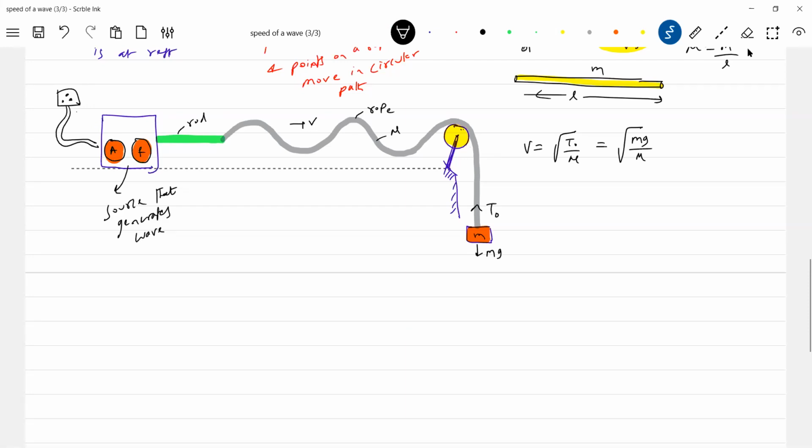So tell me which particular parameters depend on the source, and which depend on the rope. So if you see, the source will determine amplitude, frequency, time period, omega. Okay, depends on source. Next, speed and wavelength depend on the rope, on the medium.